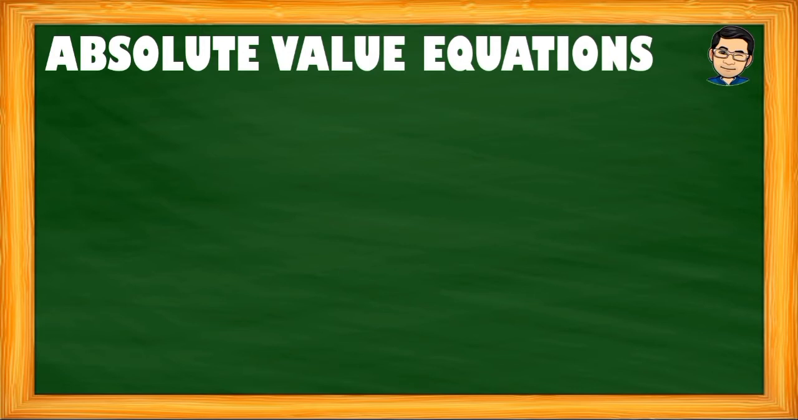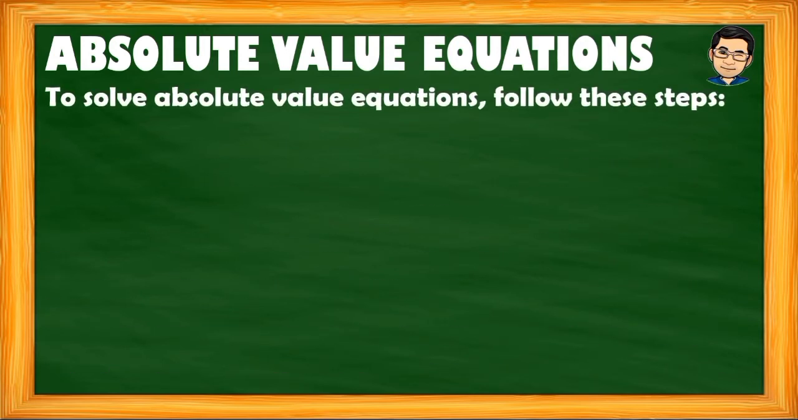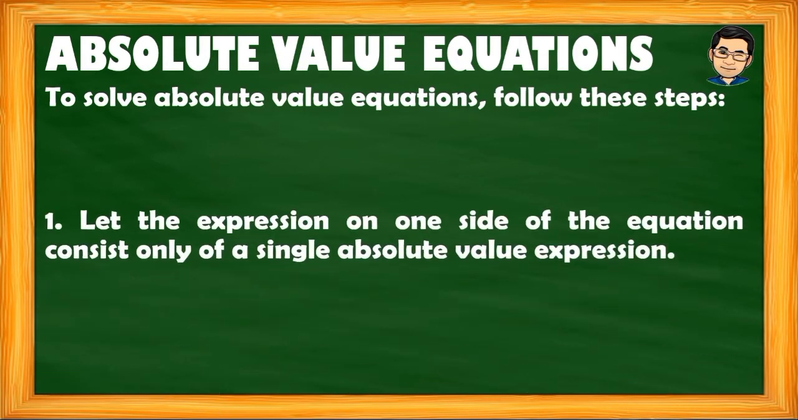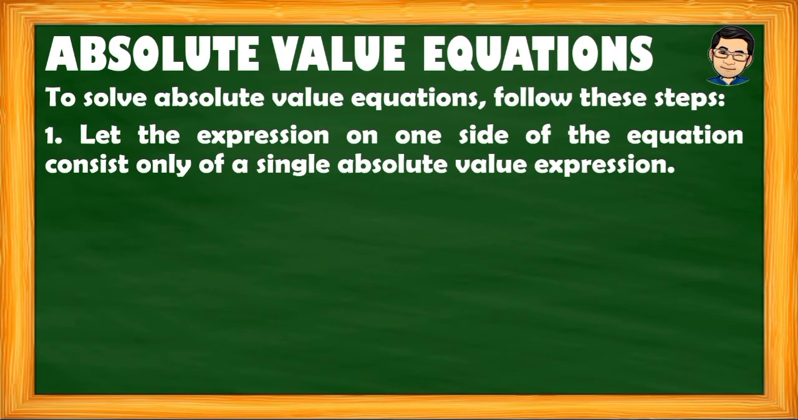So, kung alam po natin yung equation, it is a mathematical statement wherein two quantities are of the same value or equal. So, ginagamitan po ng equality symbol to denote that both sides are equal. Okay? So, in order to solve absolute value equations, we must follow these steps. So, first, we let the expression on one side of the equation consist only of a single absolute value expression.